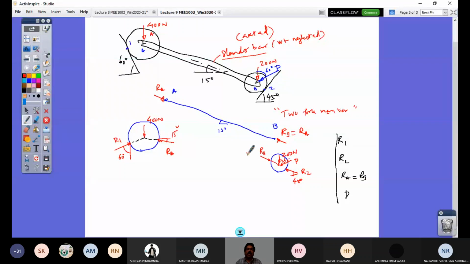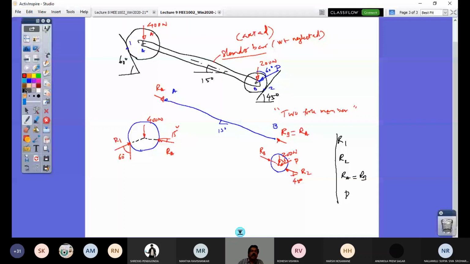I am going to solve for R1 and RA by applying Lami's theorem. Hence I will know the force exerted on the member AB. Then I will come back to this free body diagram to find out R2, RB and P value, right? So RB value is known, R2 and P value can be found, and I would use the conditions of equilibrium here. We will do it in another 5 minutes and stop today's class.